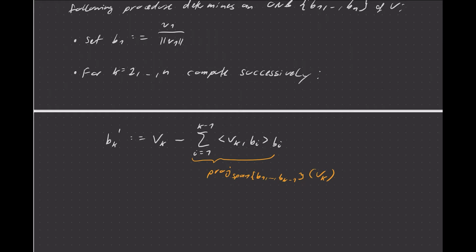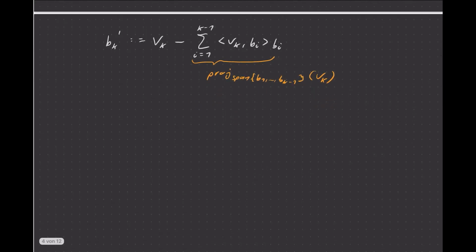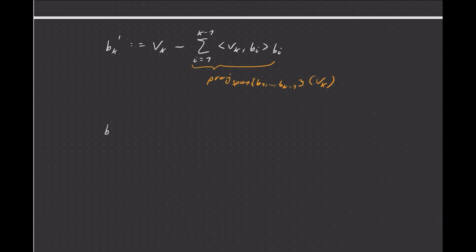So if we subtract vk minus that projection, we get this U-ortho part, right? So we throw away the projection part, we keep the orthogonal part of the vector vk. And that's our new basis vector. Basically, the one thing we'll have to do is we have to normalize it.